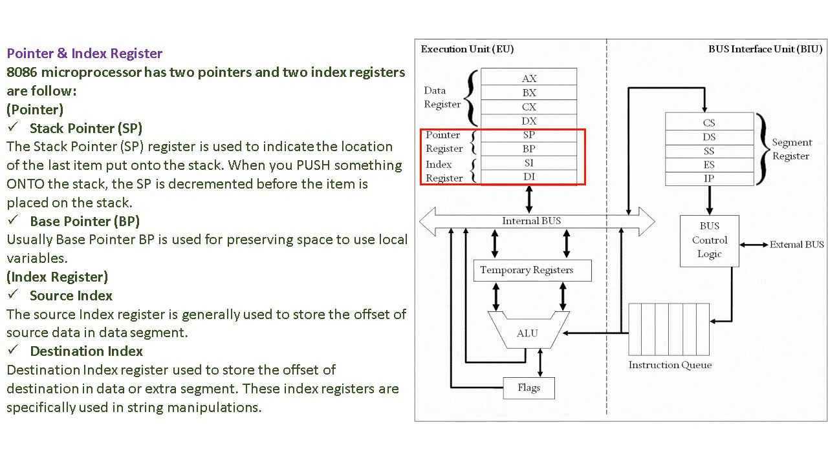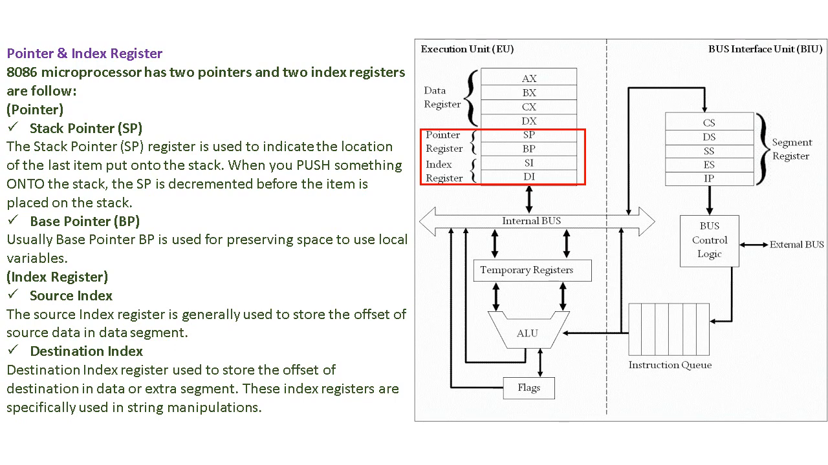Let us discuss. The 8086 microprocessor has 2 pointer and 2 index registers. Pointer: stack pointer, known as SP. This stack pointer SP register is used to indicate the location of the last item put into the stack. When you push something into the stack, the SP is decremented before the item is placed on the stack. Another is the base pointer BP. Usually the base pointer BP is used for preserving space to use local variables.